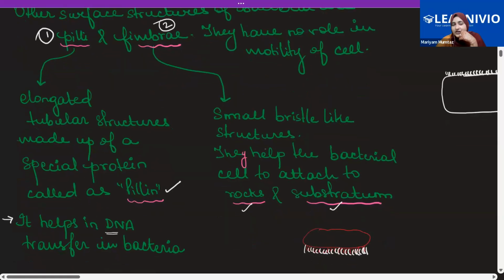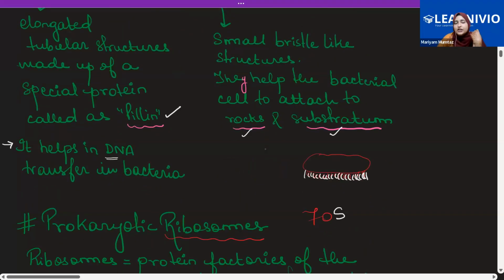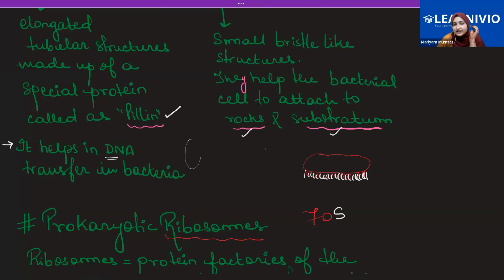Okay, so they are tubular structures made up of pilin. And what is their function? Their function is to help the bacteria transfer DNA. For example, if this is one bacterium and this is another bacterium, in between them a tubular structure will be made to transfer the genetic material from here to here. Understood? So this is the pili.